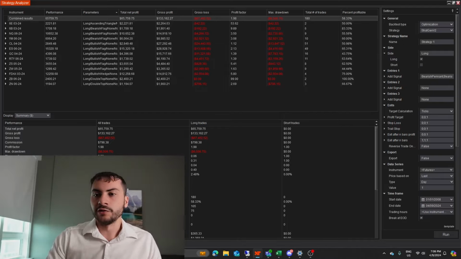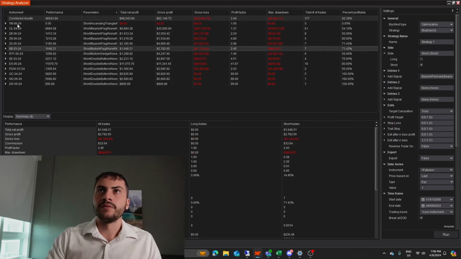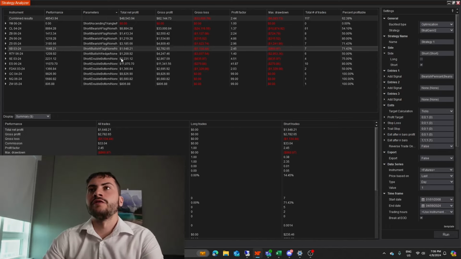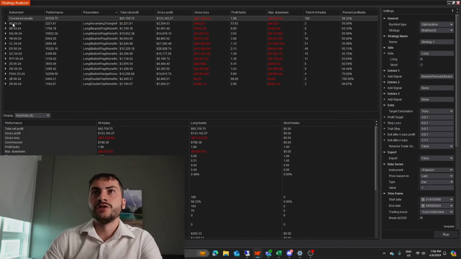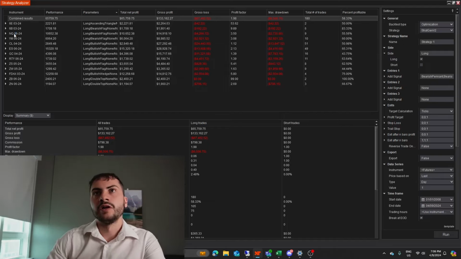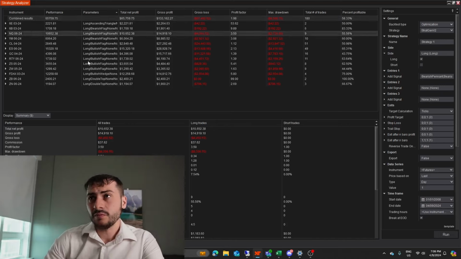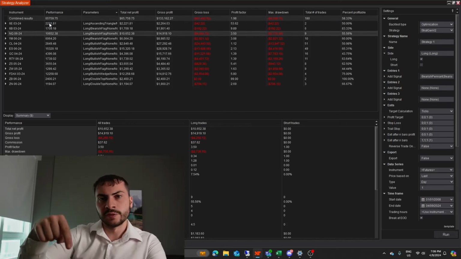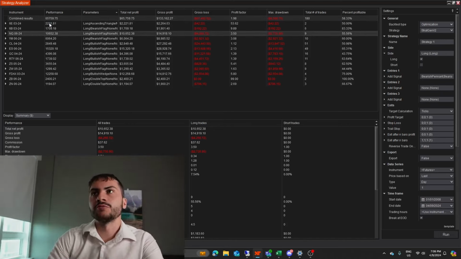So I've done a long and a short optimization. What you're seeing here is each of the iterations for each instrument. I've done a long side and then a short side. So you can see I've done it on 6E, 6B, so Euro, British Pound, NQ futures, all the most popular ones. All right, and in the description below you'll see an Excel sheet with these results as well.